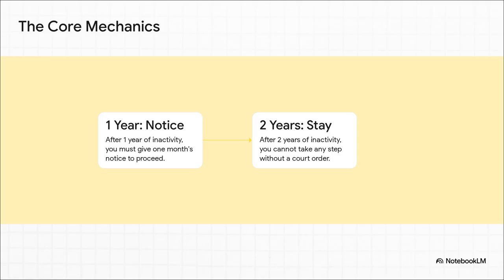First, you've got Rule 389 Sub-Rule 1. That's your 1-year notice. After 1 whole year of nothing happening, you must give the other side 1 month's notice that you plan to take another step. Then, we have Rule 389 Sub-Rule 2. This is the big one, the 2-year hard stop. After 2 years of silence, the proceeding is automatically frozen. You can take no step, none at all, without an order from the court.